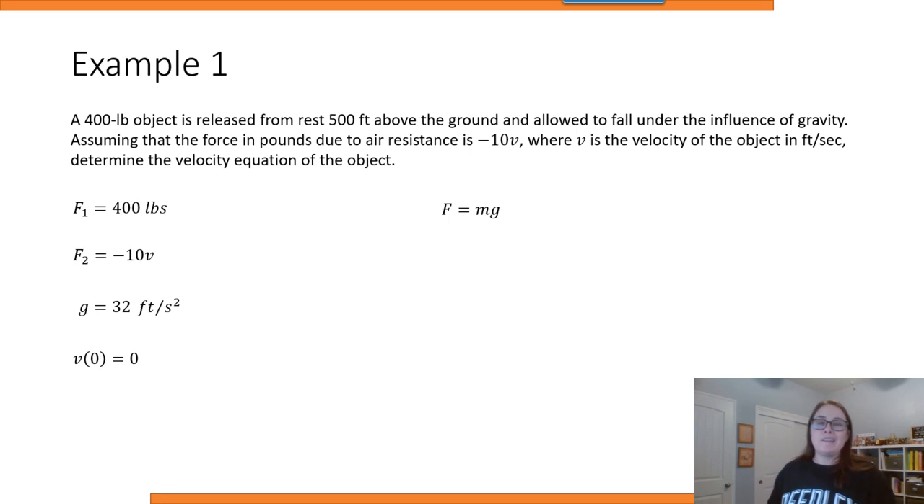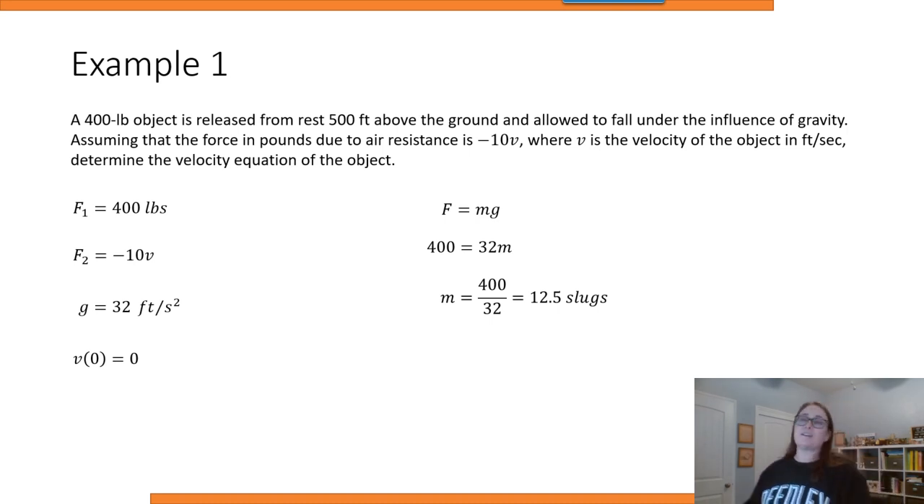Okay, so I need the mass for my formula, so I am going to take that 400 pounds and solve it for m. So the force is equal to mass times gravity, so 400 is going to be equal to 32 times m. Dividing by 32, I get 12.5, and we're not going to focus too much on units in this class, but it is slugs in the US system. So 12.5 slugs is what we've got for the mass. So now from all of this, I have everything I need to plug in to our formula. m times dv/dt equals mg minus kv.